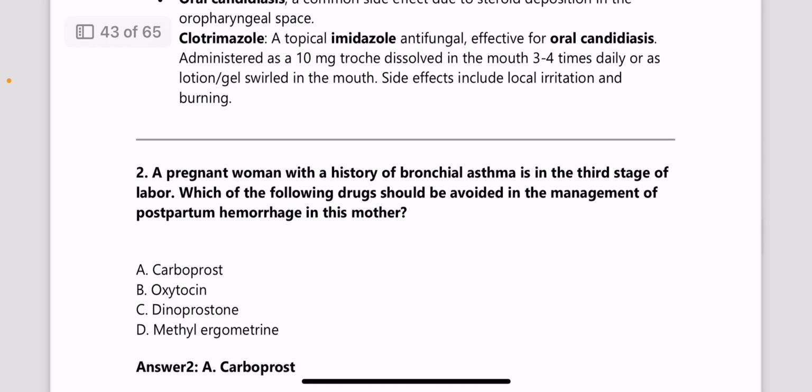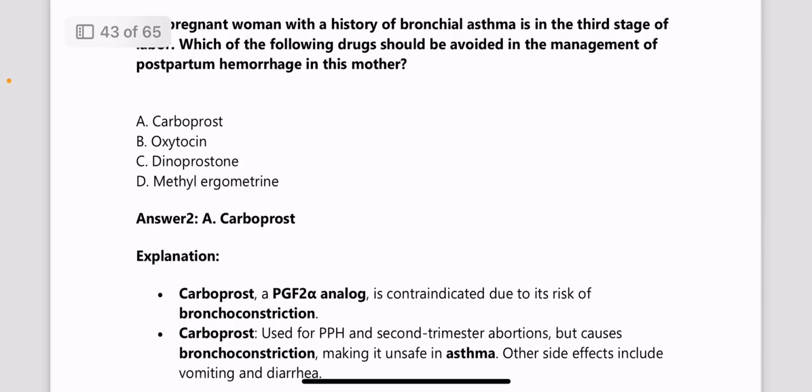It is administered as a 10 mg troche dissolved in the mouth 3 to 4 times daily, or as a lotion or gel swirled in the mouth. Side effects are small ones like local irritation, burning, etc. Next, a pregnant woman with a history of bronchial asthma is in the 3rd stage of labor. Which drug should be avoided in the management of postpartum hemorrhage in this patient?